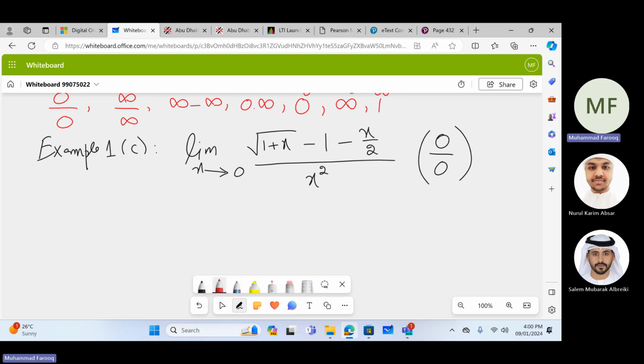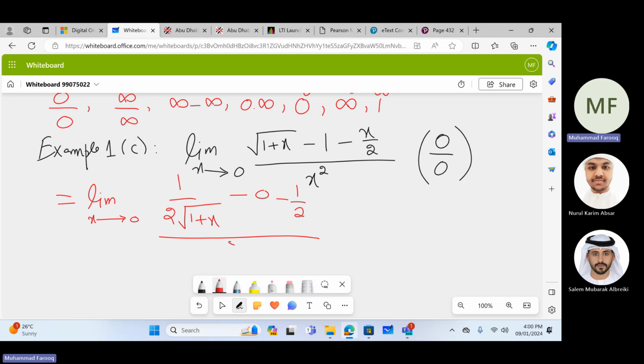Now, as per L'Hopital's rule, we differentiate the numerator. What is the derivative of root of 1 plus x? Half of 1 plus x to the power, times the inside derivative, which is 1. 1 is a constant, so its derivative is 0. X by 2, how much derivative? 1 over 2, because 1 by 2 is a constant. So x by 2 derivative is 1 by 2.